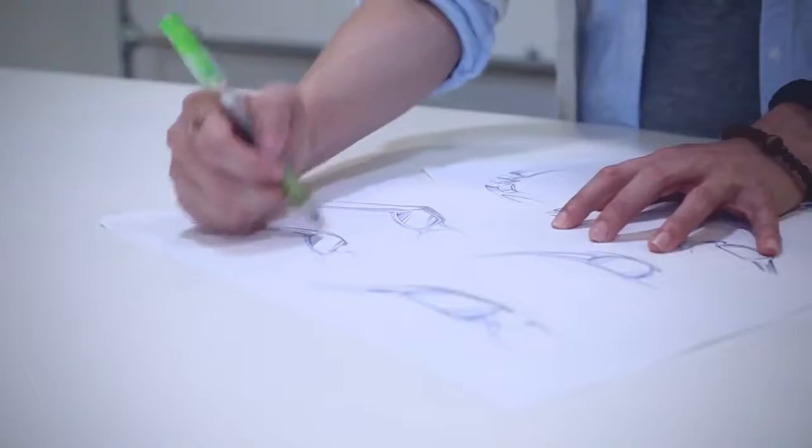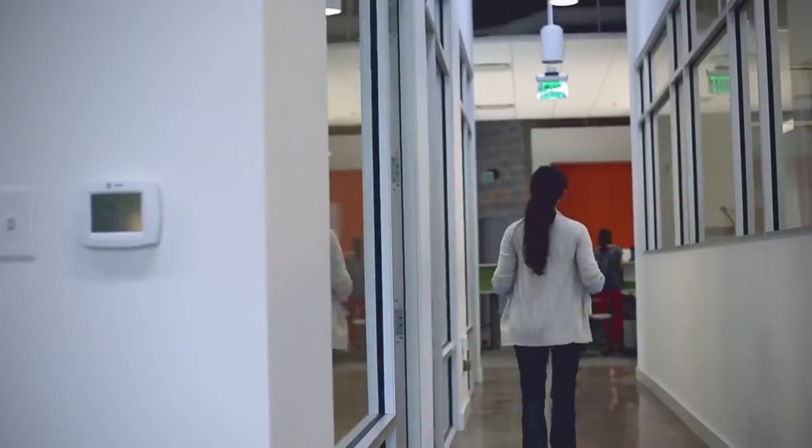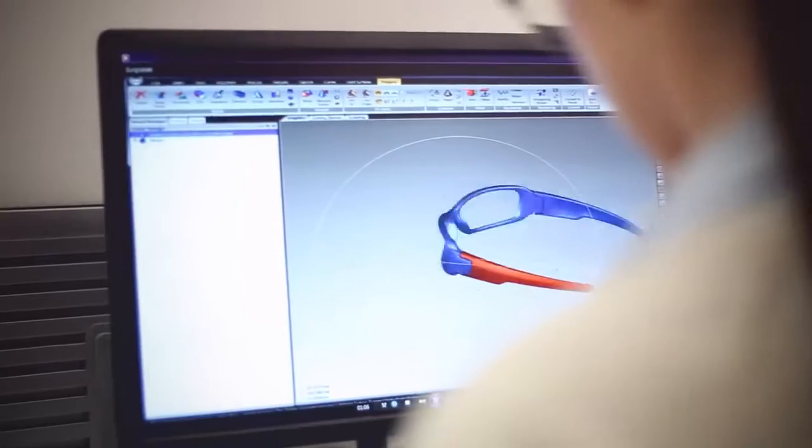So here's the thing. I work hard to come up with fresh ideas, but it's tricky to sell an idea alone. And sketches only go so far in bringing my glasses to life. Nothing beats a real set of frames when I'm trying to pitch a concept. That's why I have CubePro, my own concept modeler extraordinaire.